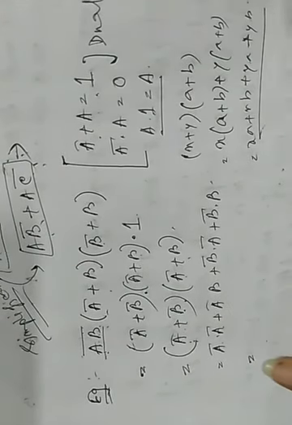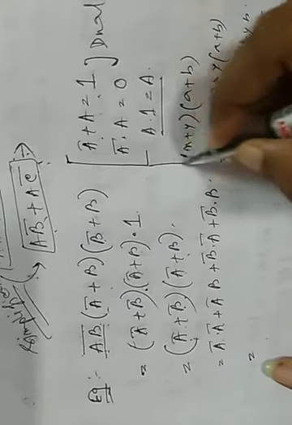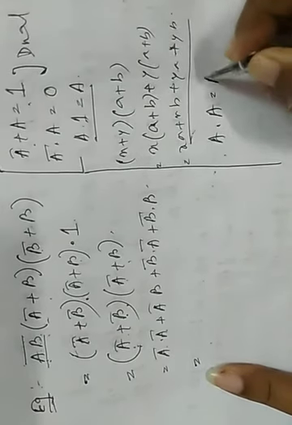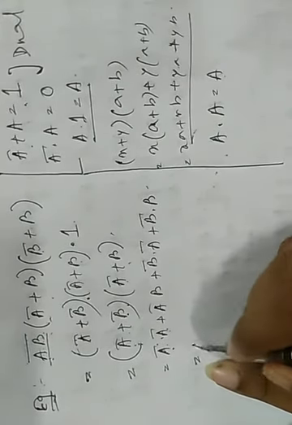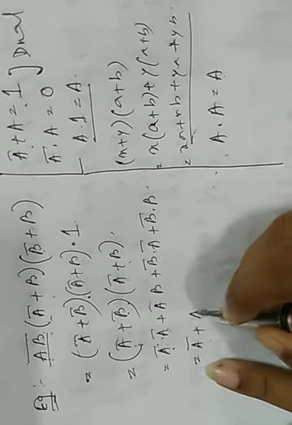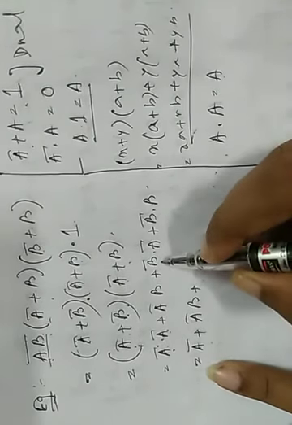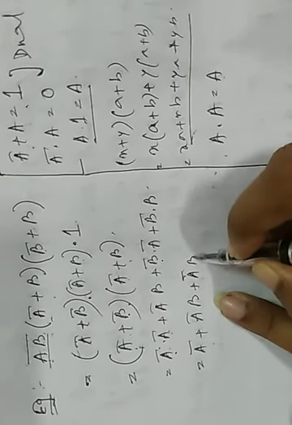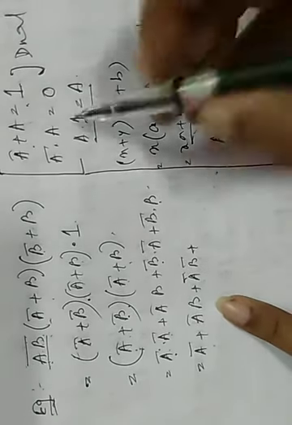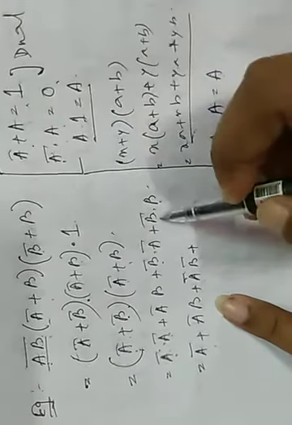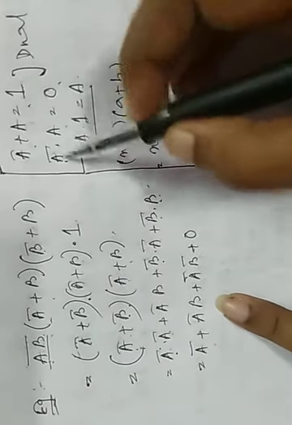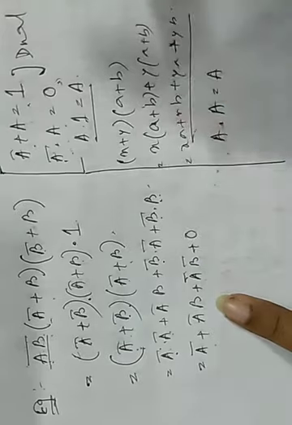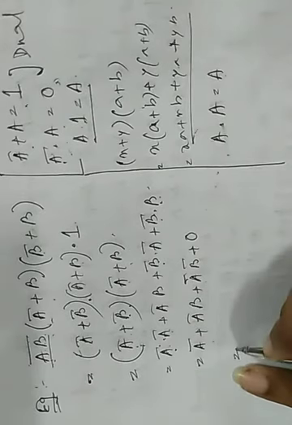A bar dot a bar, again one law, a bar dot a means a, so obviously a bar dot a bar means a bar, plus a bar b. Here also b bar dot a bar we can write as a bar dot b bar, plus b bar dot b. A bar dot a is 0, so b bar dot b is 0. We have to remember this law. I am just using this law and breaking it down one by one.